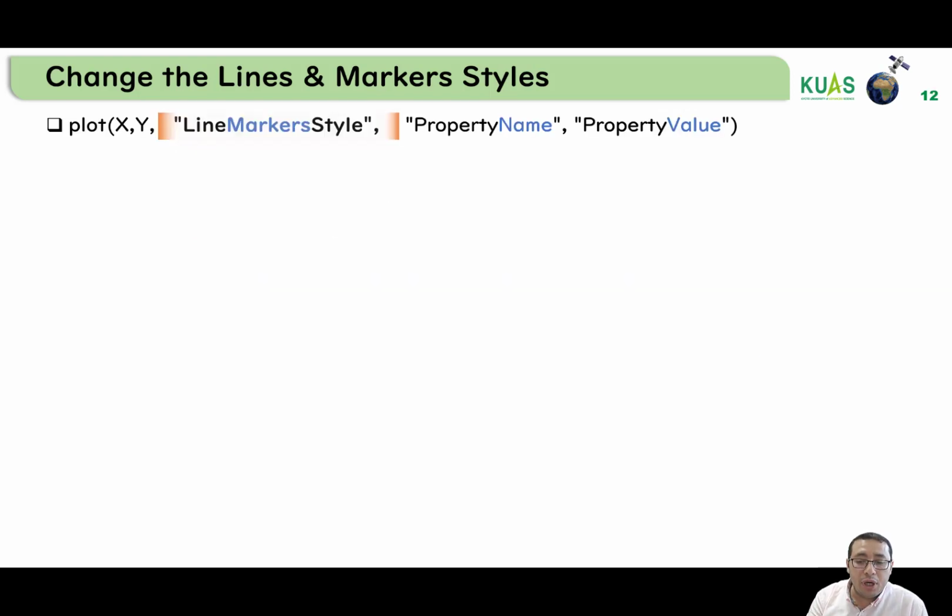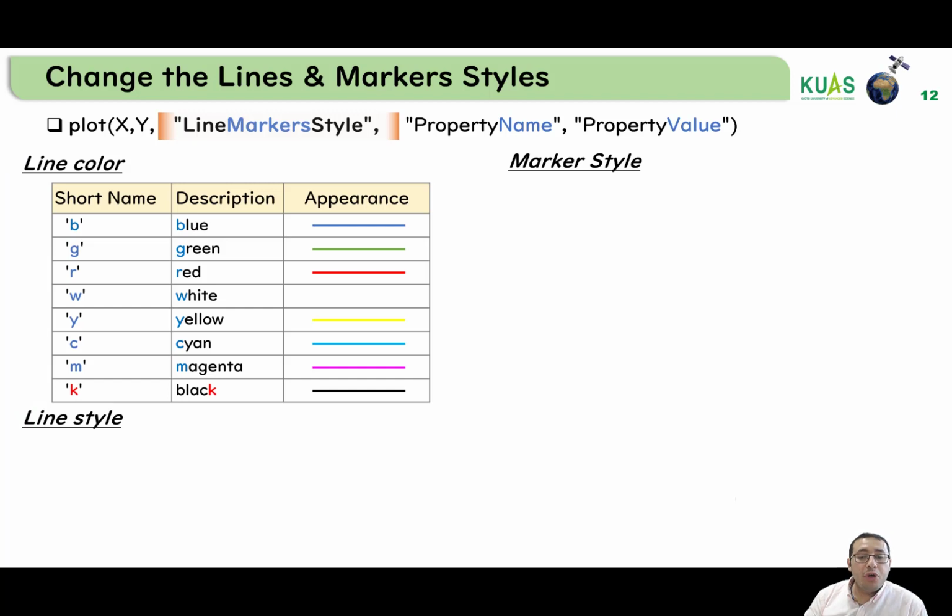Let's start with the first one, which is line marker style. We need to change the line and marker style. For the line and marker style, they can change three things: the line color, the line style, and the marker style. Okay? For the line color, we can change the color.